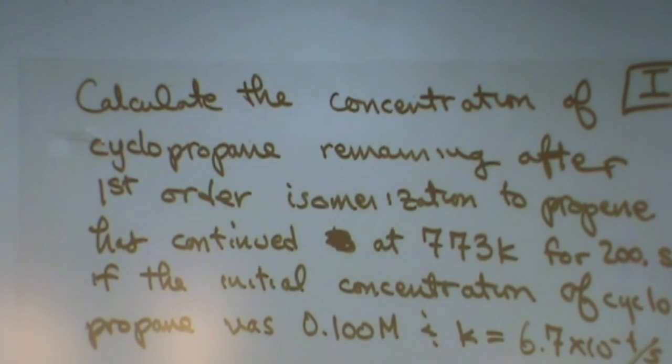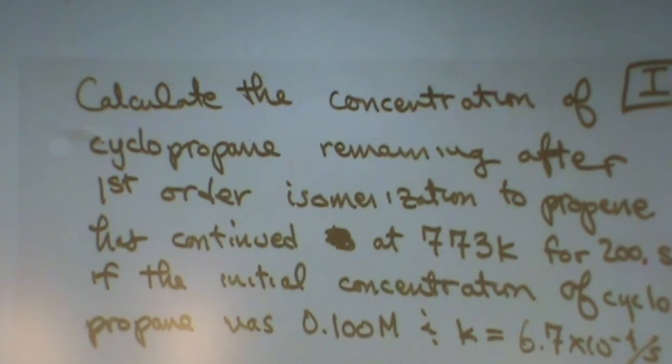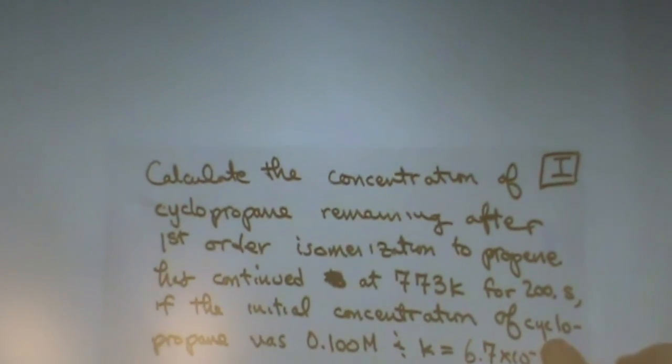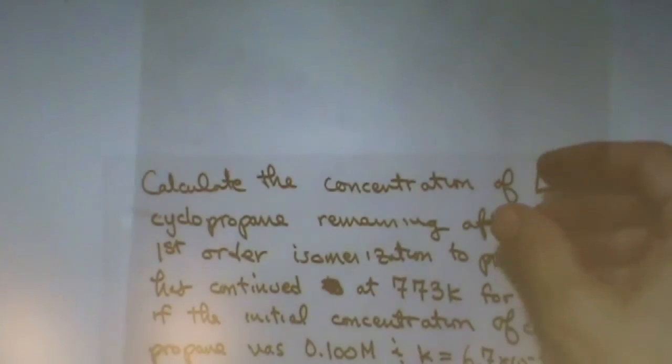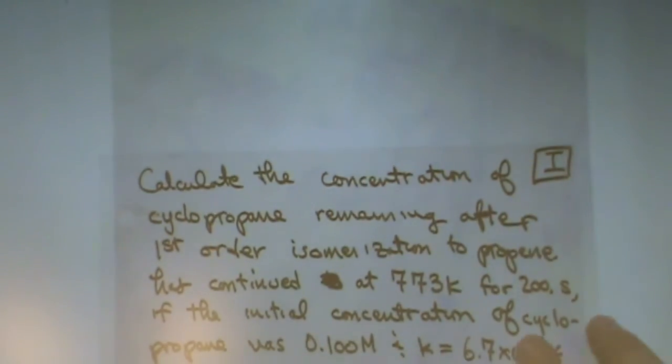It says, calculate the concentration of cyclopropane remaining after first order isomerization to propene has continued at 773 Kelvin for 200 seconds, if the initial concentration of cyclopropane was 0.1 and k equals a given value. All right, so we're going to try this example. Because there's something written on the bottom of this slide, I have to solve this at the top.